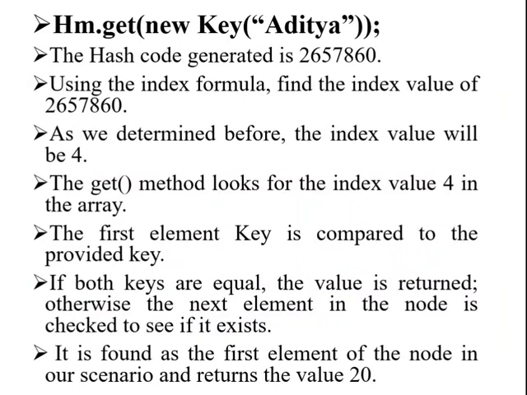The get method looks for the index value 4 in the array. The first element key is compared to the provided key. If both keys are equal, the value is returned. Otherwise, the next element in the node is checked to see if it exists. It is found as the first element of the node in our scenario and returns the value 20.